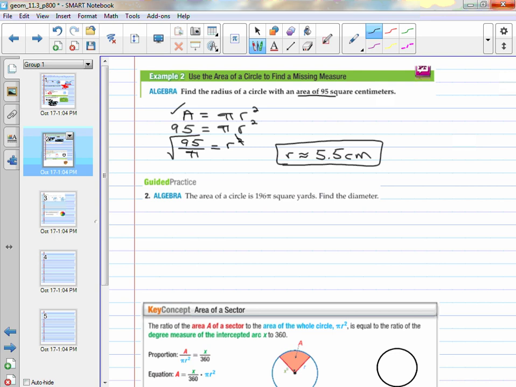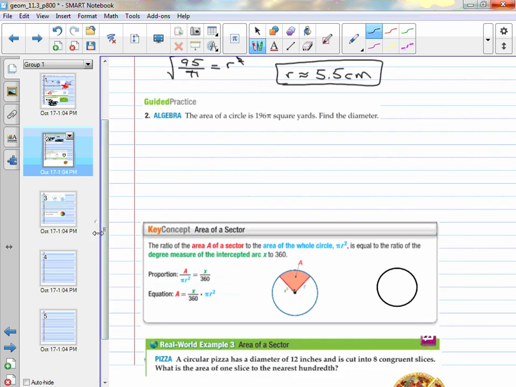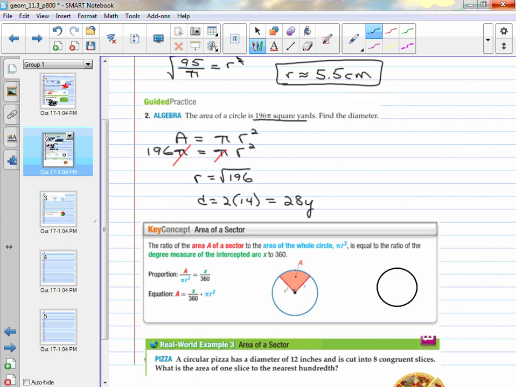Like all the other things we have been doing in this chapter, start by just writing the formula. Fill in whatever we happen to know. The area of a circle is 196 pi square yards. Figure out what the diameter is. Well, once again, area equals pi times the radius squared. The area is 196 pi. There's an exact value. That is pi r squared. Tell me about the pi's in this formula. Cancel out. Divide by pi and they are gone. And so what would I do to get r? Square root of 196. And then what would you do to get the diameter? 2 times 14. 28 yards.